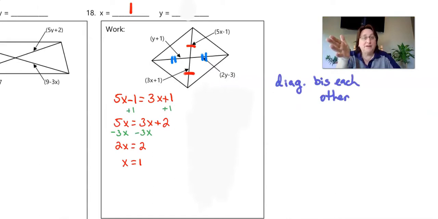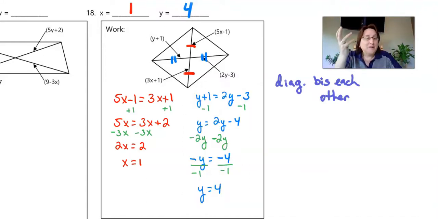Okay, how'd you do for X? Okay, let's check and see. And then how'd you do for Y? Okay, so guys, if you did not get that X equals 1 or Y equals 4, look at my work, compare it to your work. If you still have questions about it, make sure that you reach out to your teacher, okay?